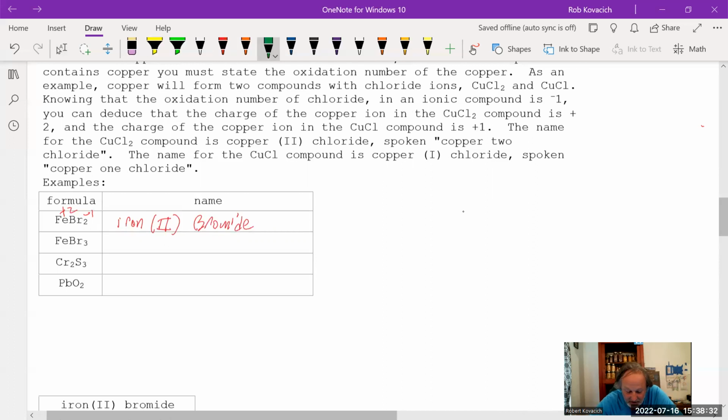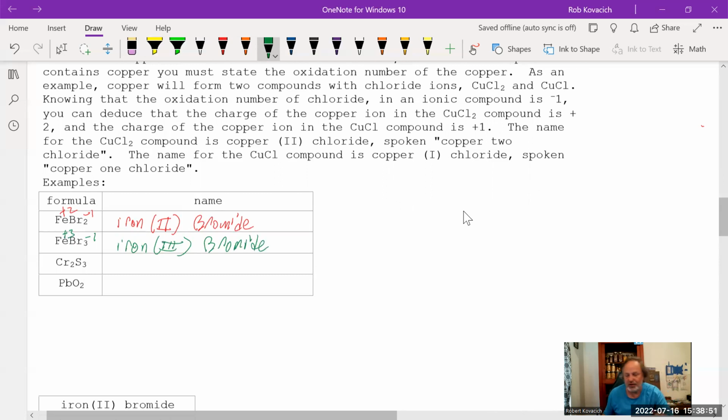So we're going to do that same thing with the next one. So bromine again has a -1 charge, but now it's 3 bromines. So -1, -1, -1. So I'm going to need a +3 on my iron. So now I have a different substance, iron(III) bromide.